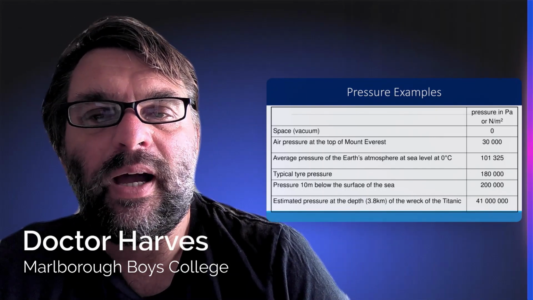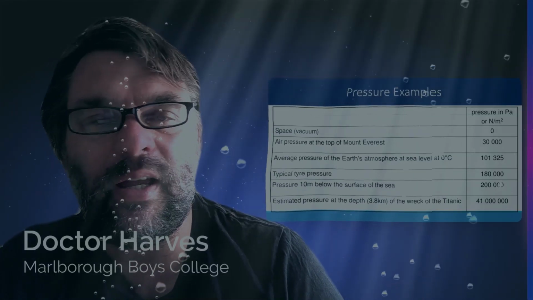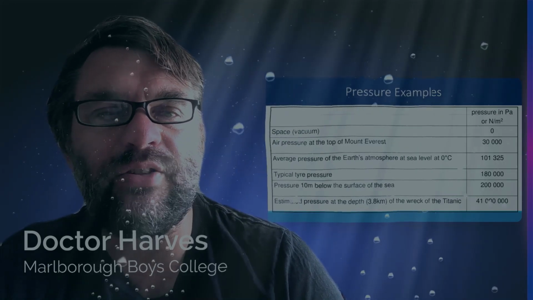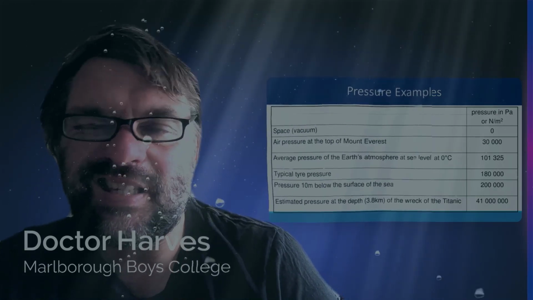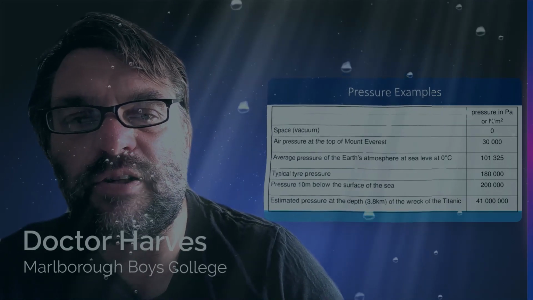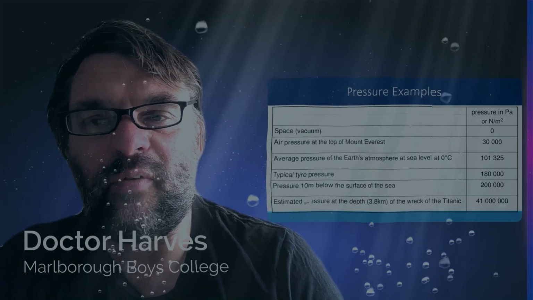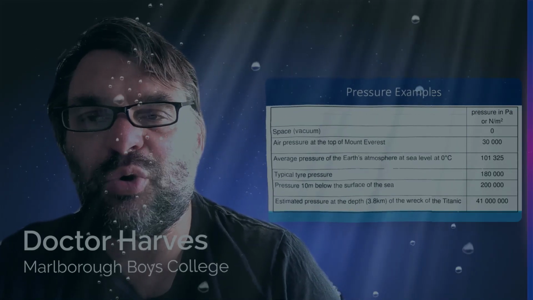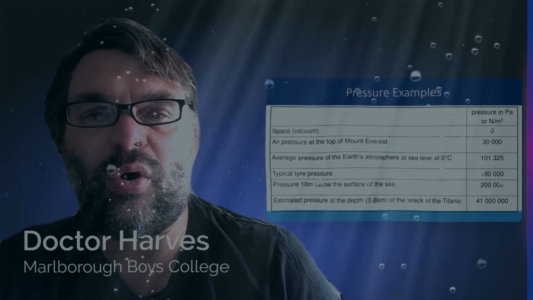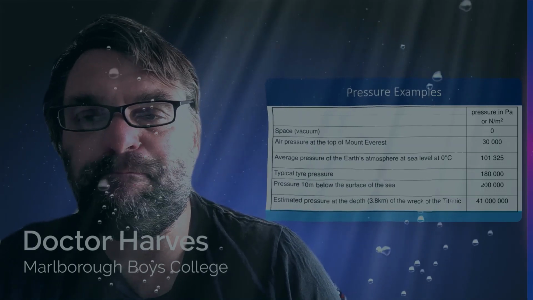sea level. And pressure 10 meters below the surface of the sea, so when you go diving, is about twice that at sea level, so 200,000 pascals, whereas the estimated pressure where the Titanic is, about 3.8 kilometers below the ocean surface, is 41 million pascals. So obviously you can't free dive down to the Titanic due to the massive pressure associated with the water exerting a force on the Titanic.